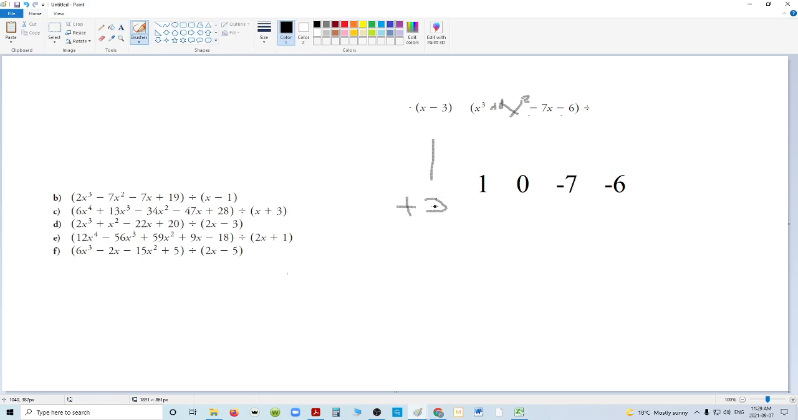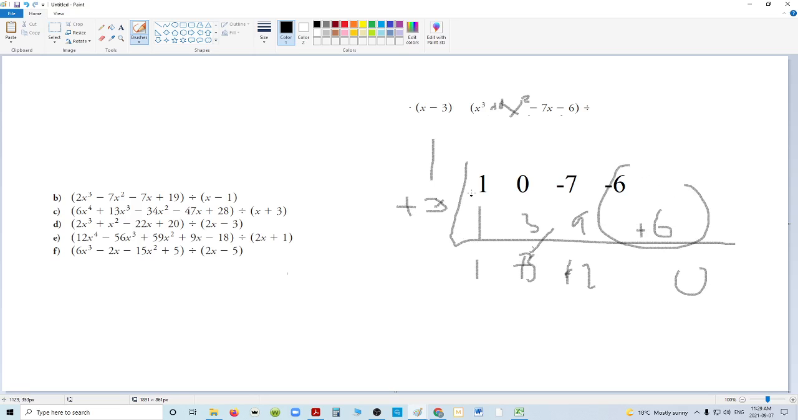So this is plus 3. Then you do your reversed long division. You start by lowering the 1. 3 times the 1 will give you 3. When I add them, I get plus 3. 3 times this 3 gives you 9. You put it up here. When I add them, I'm getting plus 2. And 3 times the 2 will give me plus 6. And finally, when I add these, I get 0, which means that this indeed is a factor of that.